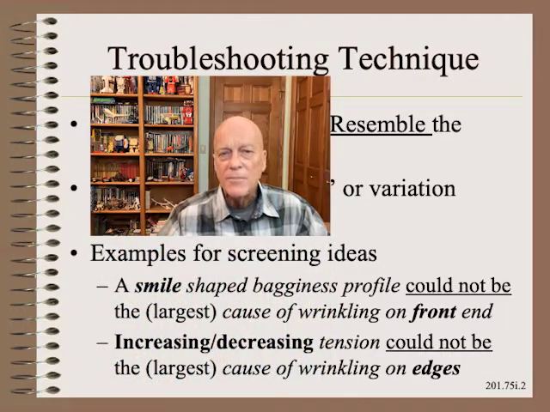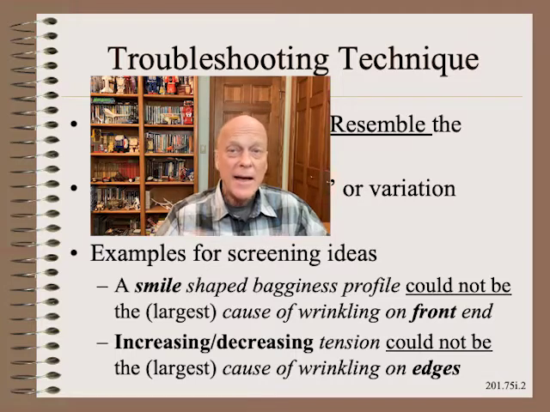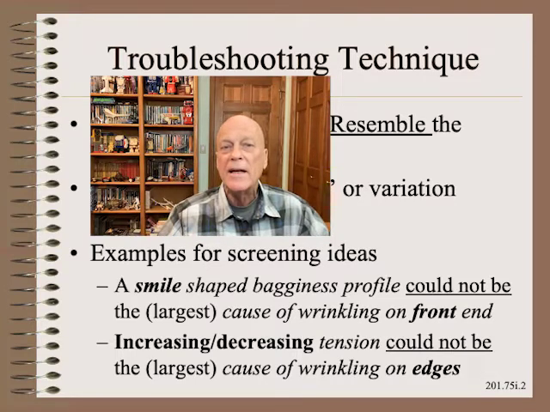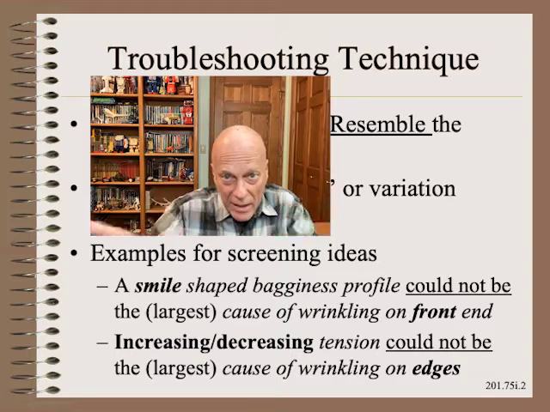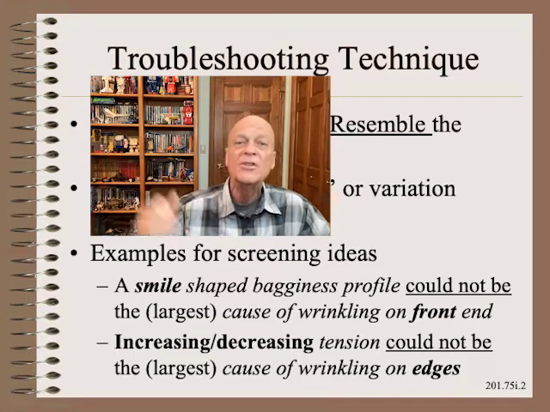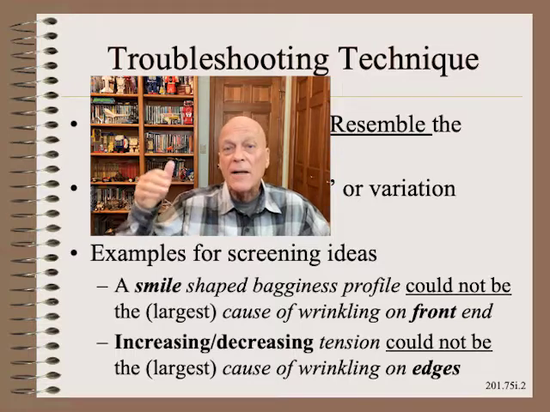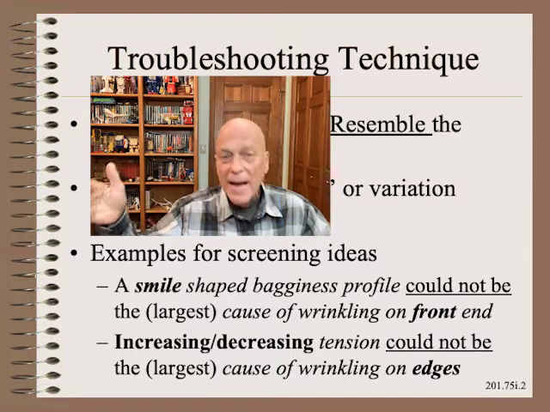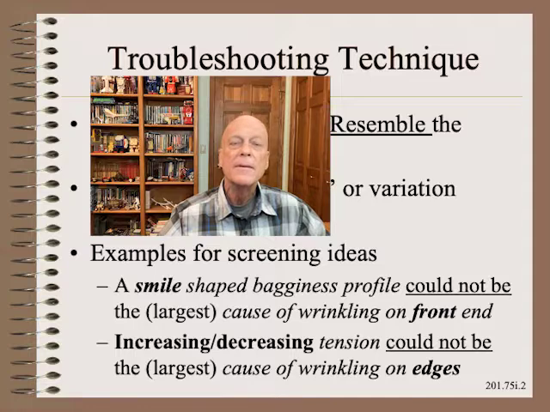For example, we could say that a smile-shaped bagginess profile could not be the largest cause of wrinkling on the front end of our machine because wrinkling on the front end has a taper shape.